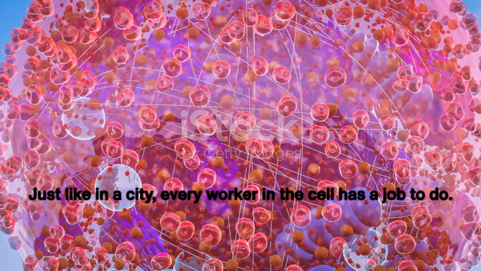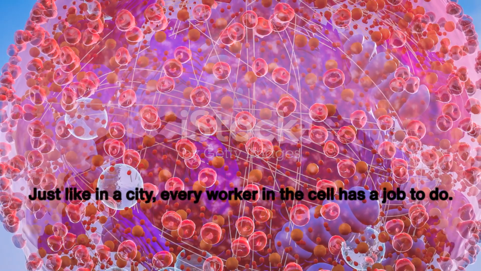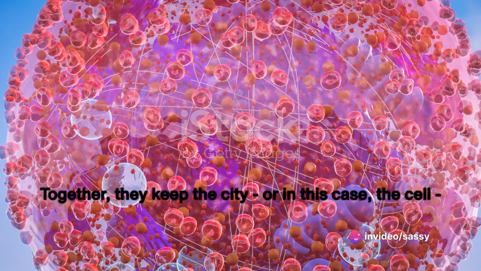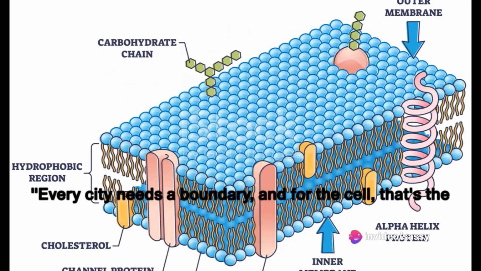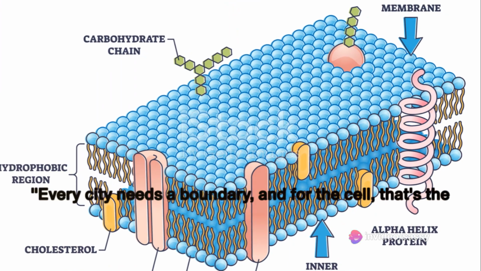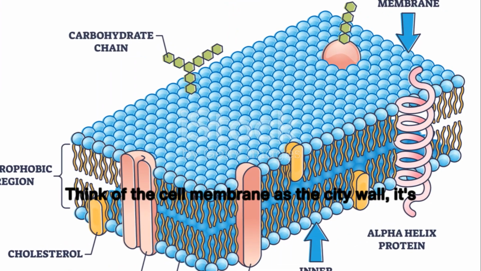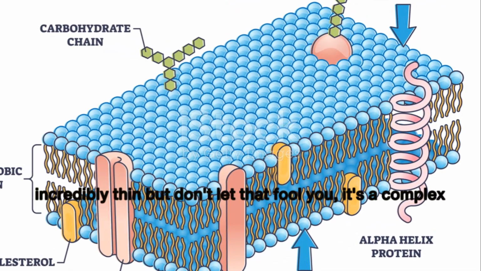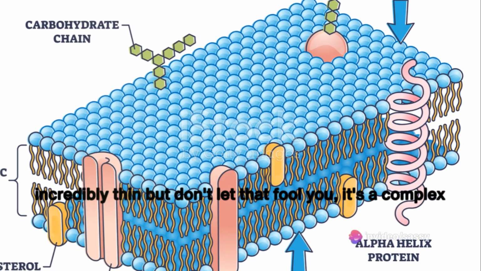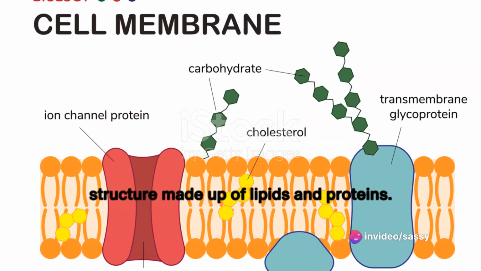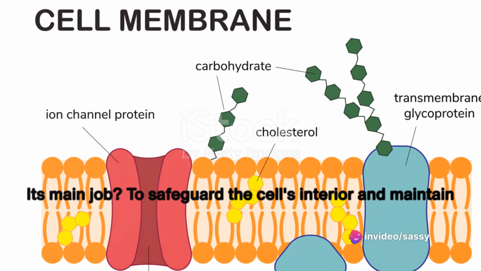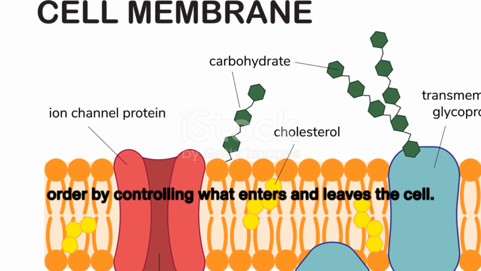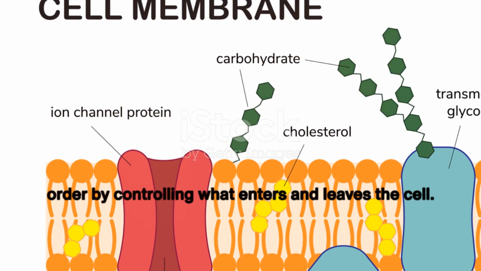Just like in a city, every worker in the cell has a job to do. Together, they keep the city, or in this case, the cell, running smoothly. Every city needs a boundary, and for the cell, that's the cell membrane. Think of the cell membrane as the city wall. It's incredibly thin, but don't let that fool you. It's a complex structure made up of lipids and proteins. Its main job? To safeguard the cell's interior and maintain order by controlling what enters and leaves the cell.